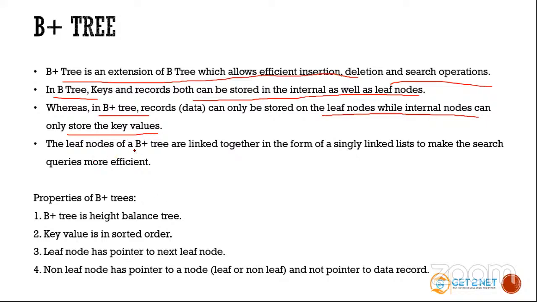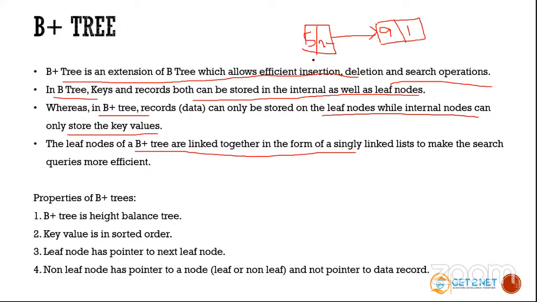The leaf nodes of a B plus tree are linked together in the form of a singly linked list to make the search queries more efficient. What do you do in the singly linked list? This is our singly linked list. The second part stores the address of the first part. The data is stored here, here, and here. Here it is null. Here it stores the address of the first node. So in the singly linked list, the second node stores the address of the first node. In the B plus tree, it happens like that also.